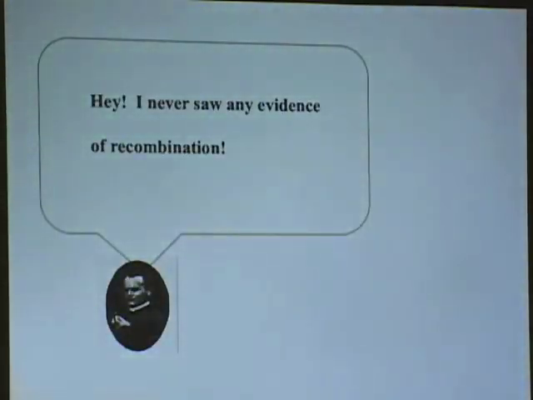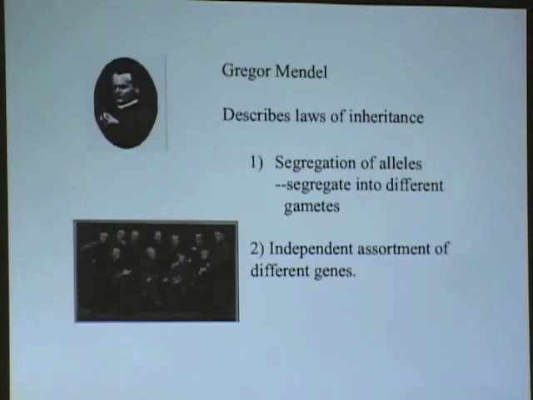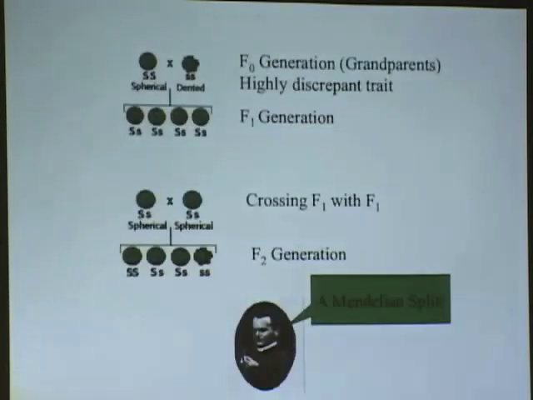So good old Gregor here says he never saw any evidence of recombination. And so he came up with some laws, one of which was the segregation of alleles and independent assortment of genes. This ought to be familiar to you? Good. And so he did experiments such as this, where he took an F0 generation that had a highly discrepant trait, here wrinkled versus smooth peas, and in the F1 generation, everyone showed the same phenotype, even though everyone was heterozygous. Then he crossed the F1s and got this split of 3 smooth to 1 dented, and so that's the Mendelian pattern of inheritance.